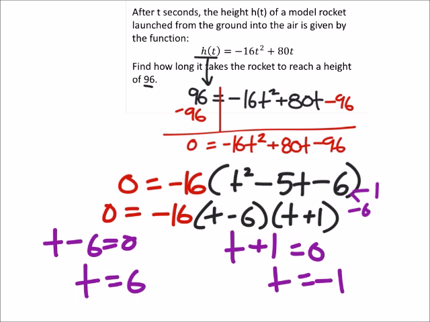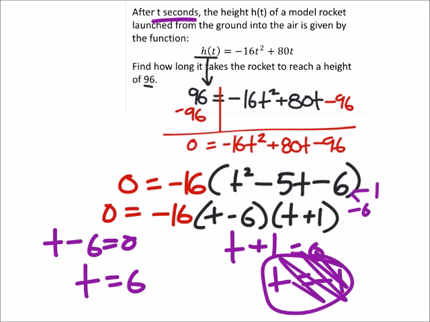Now this is a word problem, so we have to remember the context. It's asking for how long, and t is time in seconds. It wouldn't make sense for us to have a negative value in seconds, because that would be before the launch. The launch would happen at 0 seconds, so that value goes away. It would have to be t equals 6 seconds.